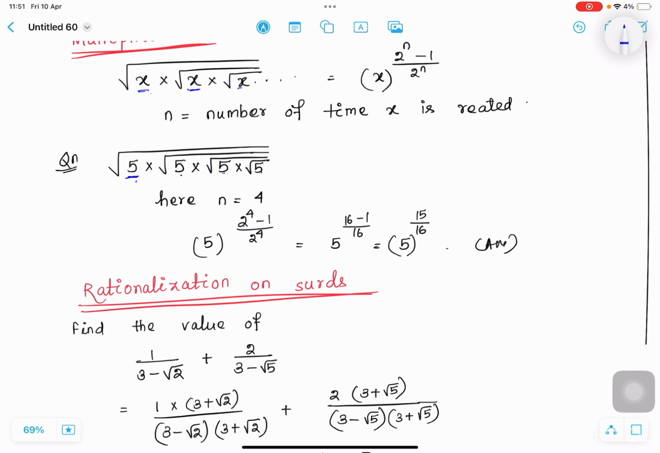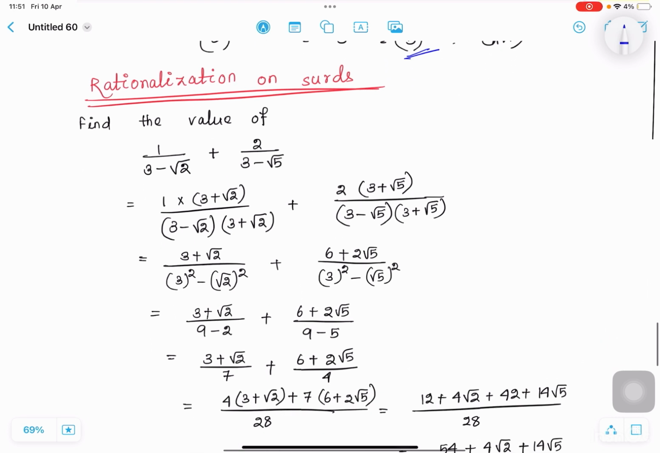So 16 minus 1 by 16, 15 by 16. So this is the answer, 5 to the power 15 by 16.